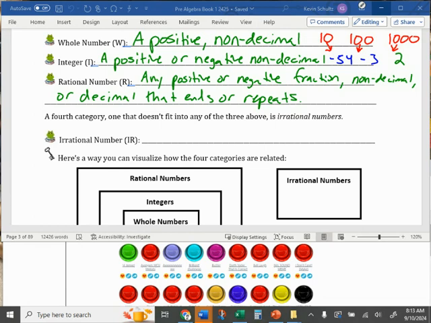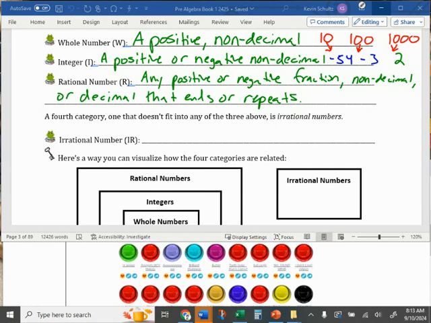So, which category does 10 fall under here? Is 10 rational? Yes. Why? Because it's a positive non-decimal. That's what makes 10 rational. It fits one of these things here. 100, also positive non-decimal. 1,000, positive non-decimal. In fact, any whole number will also be rational.